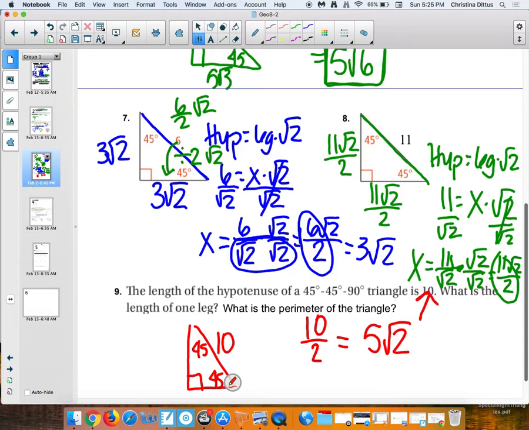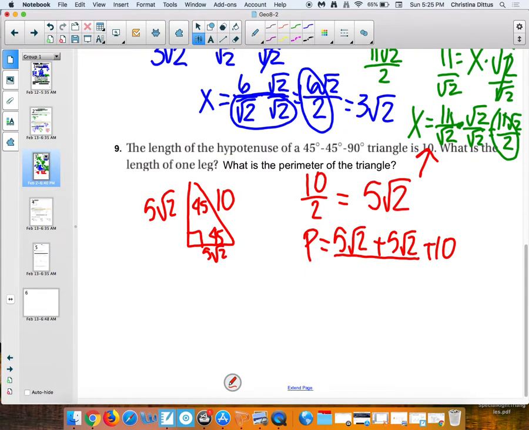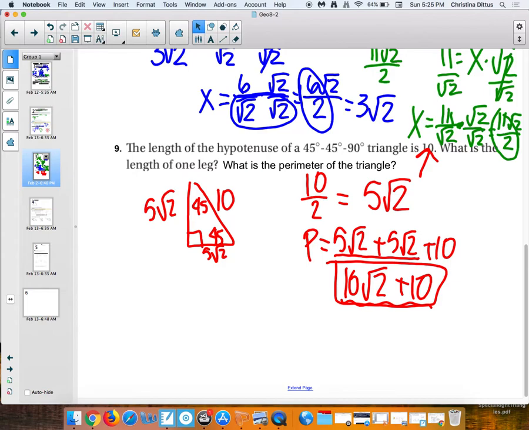You can go through all this stuff. You will get the same answer. I'm just trying to give you shortcuts. So if this is 5 square root of 2, this is 5 square root of 2. To find the perimeter, you're going to add 5 square root of 2 plus 5 square root of 2 plus 10. These combine, it's kind of like, think about 5x plus 5x gives me 10x. In this case, I'm using square root of 2 plus 10. I can't combine these two things, so this is my final answer for perimeter.